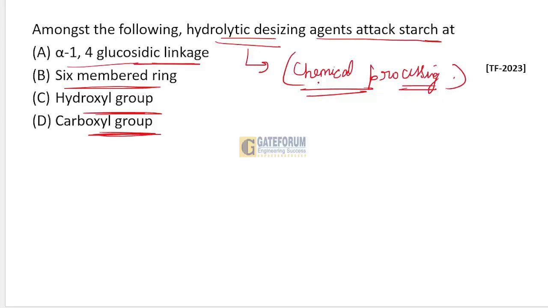So now coming to this question, it says that the hydrolytic desizing agents attack starch. If you have read, then it attacks at alpha 1,4 glucosidic linkage, which is basically the primary linkage in a starch that connects the glucose units in a linear chain. And in the case of enzymatic desizing agents such as amylase, these also work by hydrolyzing the alpha 1,4 glucosidic linkage in the starch. So these basically attack at this glucosidic linkage only. So option A is the correct option. I think it is clear.